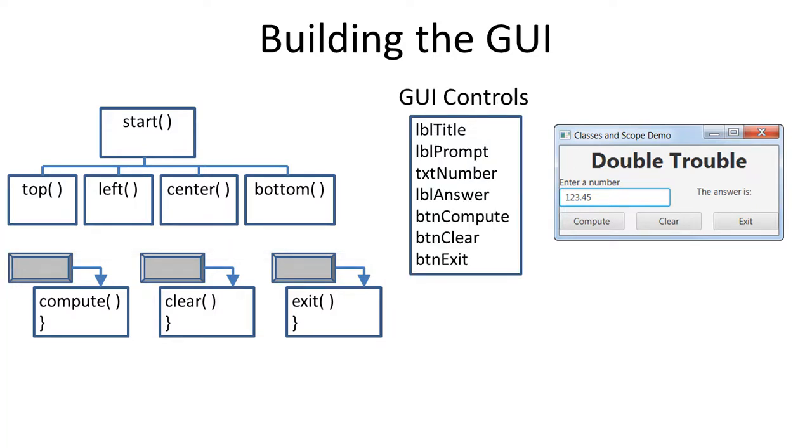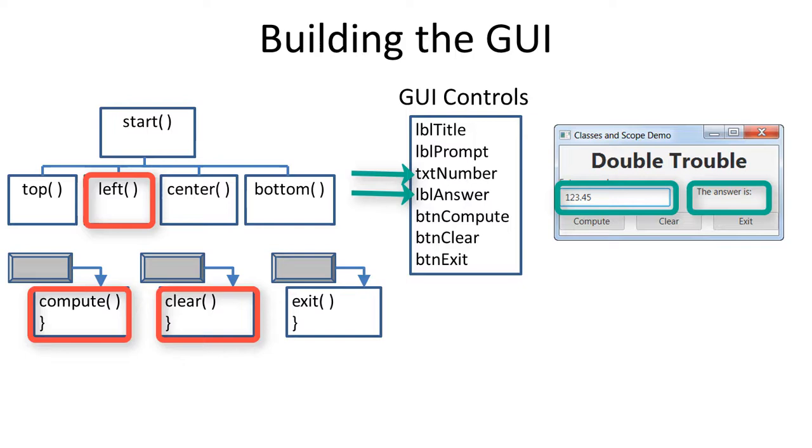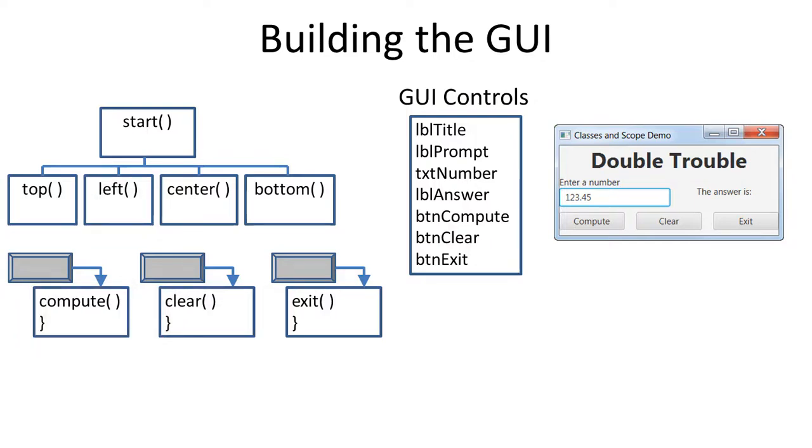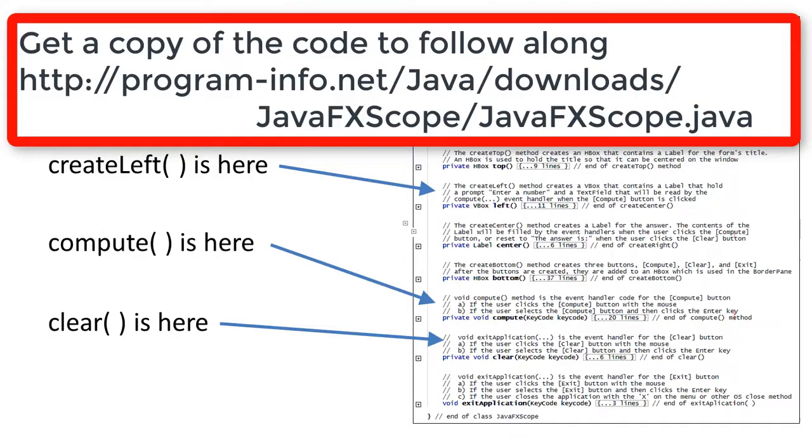The GUI controls are objects, each created and instantiated with their own new operators. The TXT number and LBL answer controls need to have their references in an area of the class definition that can be shared by all method subroutines. That would mean that they are to become class scope variables. The instantiation to actually build the GUI controls using the new operator will be in the left method subroutine called by start when the program first begins running.